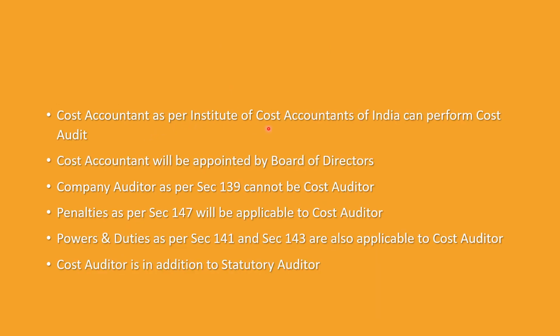Cost accountant, as per the Institute of the Cost Accountants of India, can perform cost audit. Cost accountant is appointed by the board of directors. Company auditor, as per section 139, cannot be the cost auditor. Penalties as per section 144(7) will be applicable to the cost auditor. Powers and duties as per section 141 and 143 are also applicable to the cost auditor, and cost auditor is in addition to the statutory auditor. Statutory auditor will be performing his functions separately, and cost auditor is in addition to the statutory auditor. They are not the substitutes of each other.